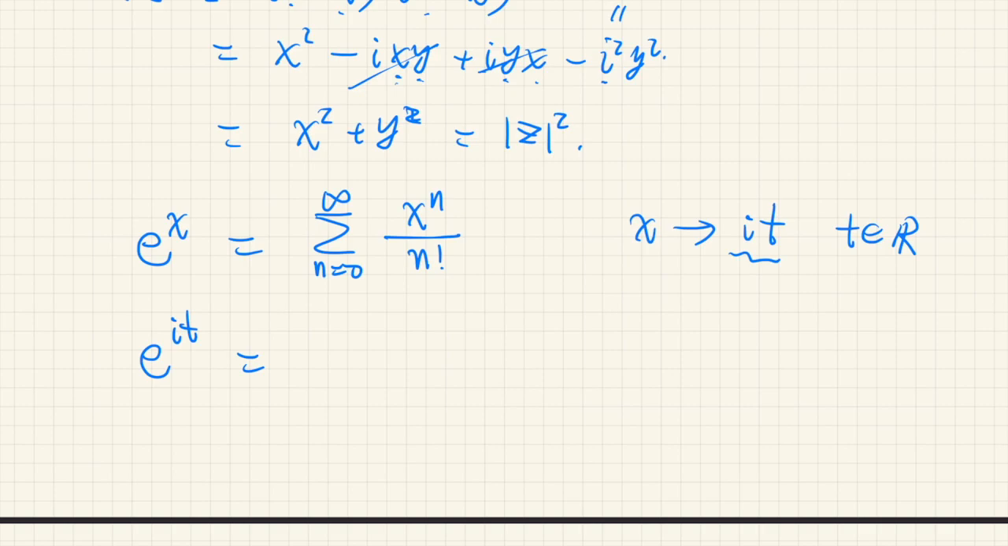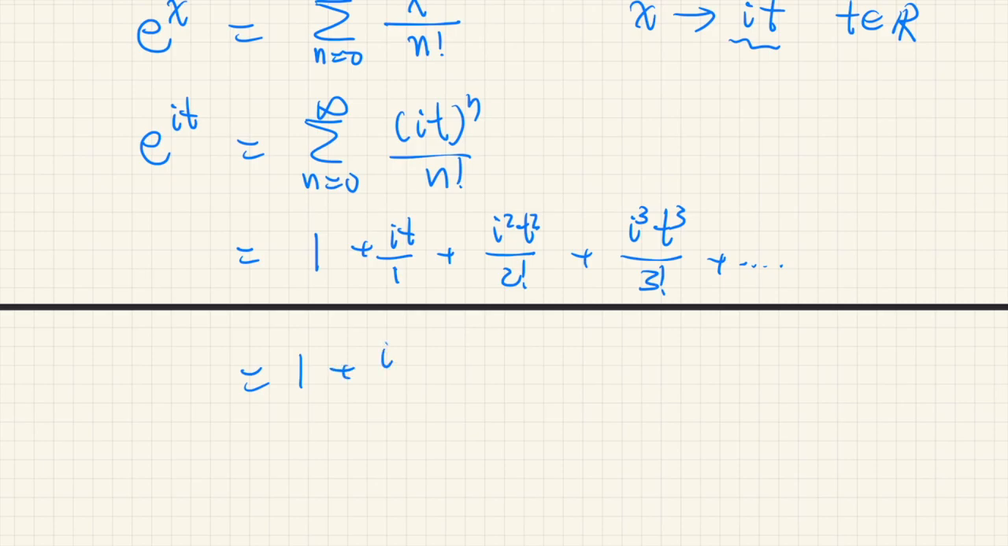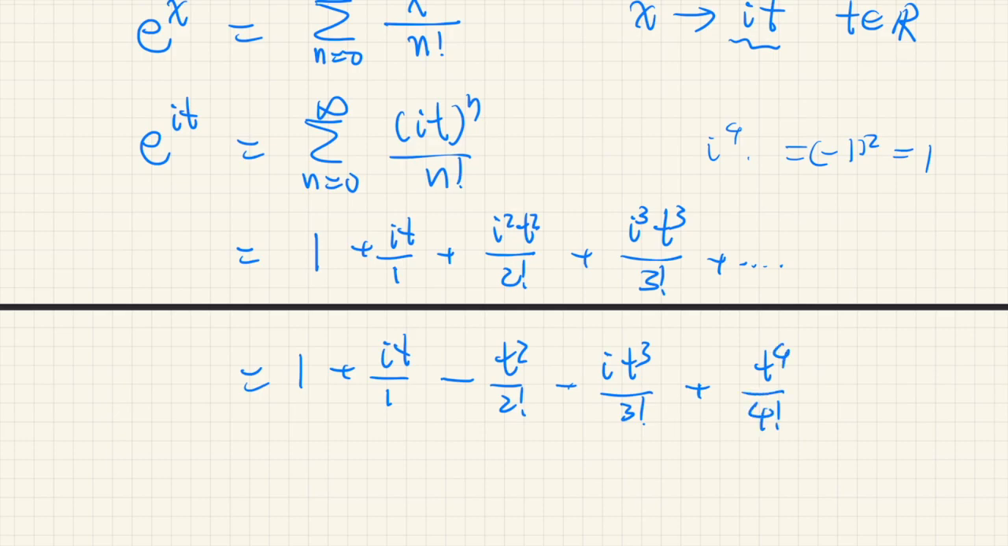So suppose this Maclaurin expansion still holds for it to the power of n over n factorial. As usual, i squared is replaced with -1. So let's expand this more explicitly. First we have 1, and it over 1, and i squared t squared over 2 factorial, and i cubed t cubed over 3 factorial, and so on. So this becomes 1, it over 1, and negative t squared over 2 factorial, and this one will be negative i t cubed over 3 factorial, and the next one will be i to the power of 4, that's -1 squared, that is 1, so that is t to the power of 4 over 4 factorial, and so on.